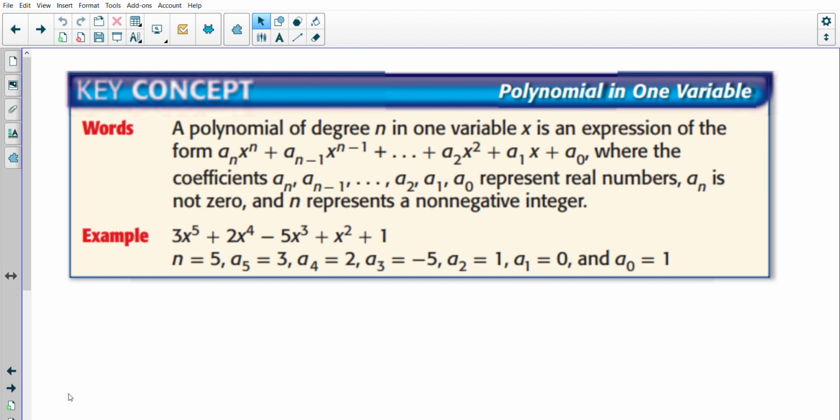Okay. So for example, 3x to the fifth plus 2x to the fourth minus 5x cubed plus x squared plus 1. 3, 2, negative 5, 1, and 1. Those are the coefficients a sub n. That's all they are. So that's what we're talking about.